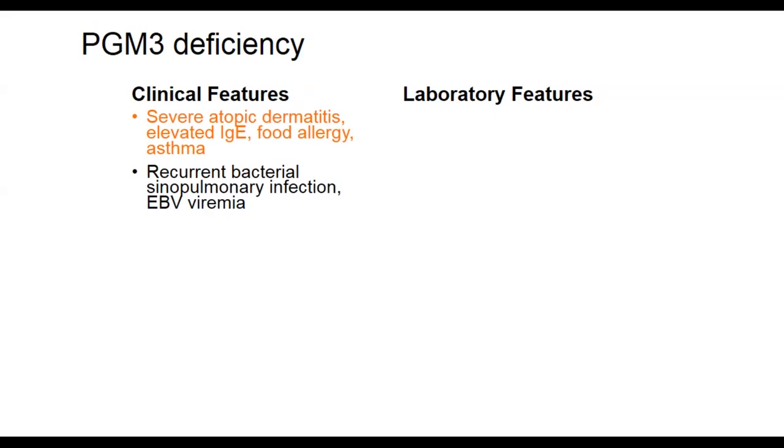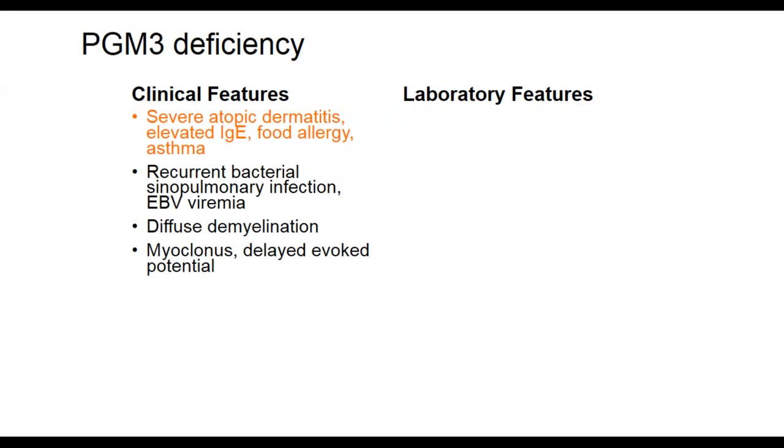The patients have severe atopic dermatitis, high IgE, food allergy, asthma, every allergic thing you can imagine, PGM3 deficient patients have. They have recurrent bacterial sinopulmonary infections, they get EBV mono that stays in their blood for a long time. They have diffuse demyelination or dysmyelination. They don't have normal myelin in their brain, okay? That can cause things like myoclonus, which is abnormal muscular movements. If you do a test for evoked potentials, there's a delay between how long it takes, like let's say light or something on your skin to make it to the brain.